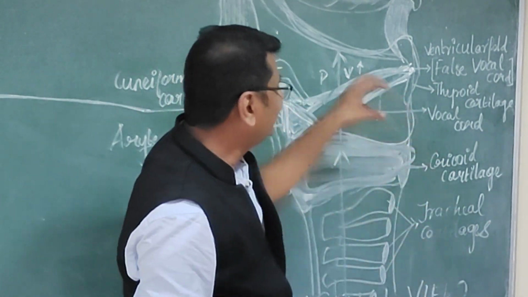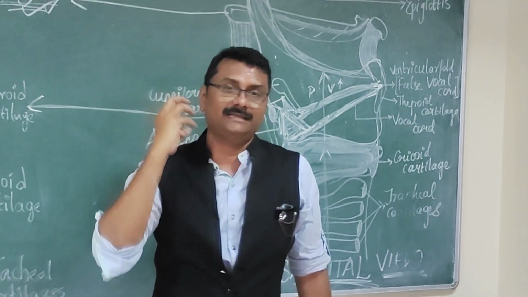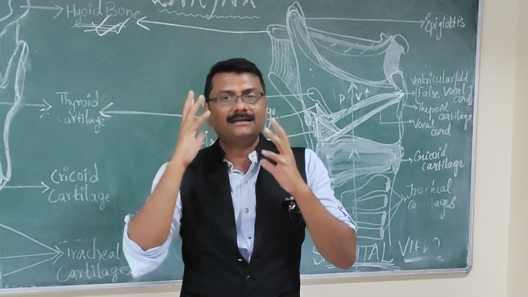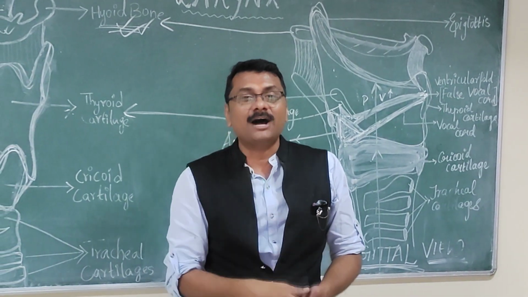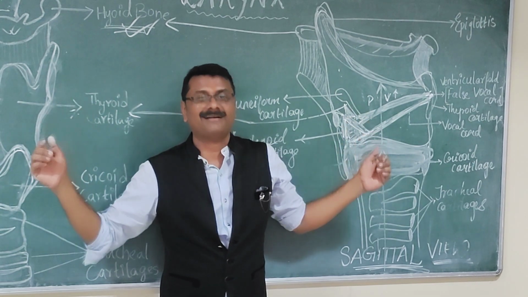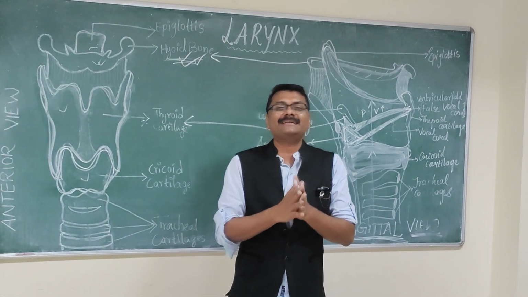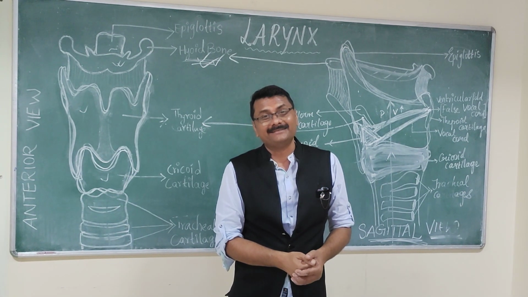This vibration is in turn amplified by the cavities above, that is the pharyngeal cavity, the oral cavity, the nasal cavity, and is articulated by the articulators for speech to reach you. This is how the bone, the cartilage, and the muscle of the larynx combine together to produce voice which is used for speech. Thank you.